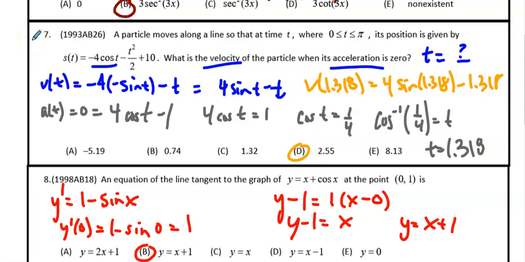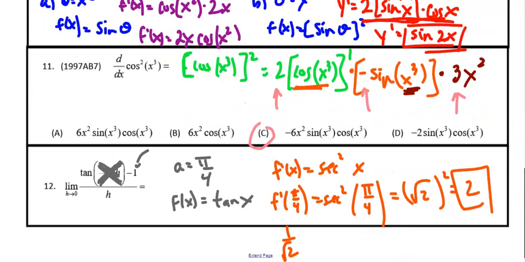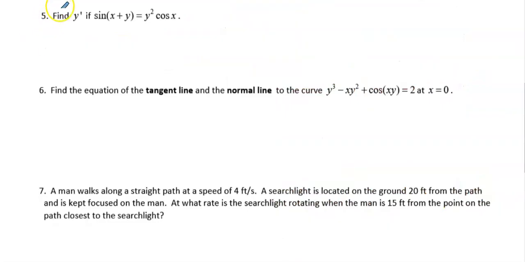Okay, so we've now done some chain rule, we've done particle motion, we've done the definition of the derivative, all this crazy stuff. So one of the last ones we're going to do in this video is our implicit. So we have two more questions, and they're both implicit questions. So question 5 says find y prime if sine of theta being x plus y is equal to y squared cosine of x. We like this question a lot because it has a lot of good properties.